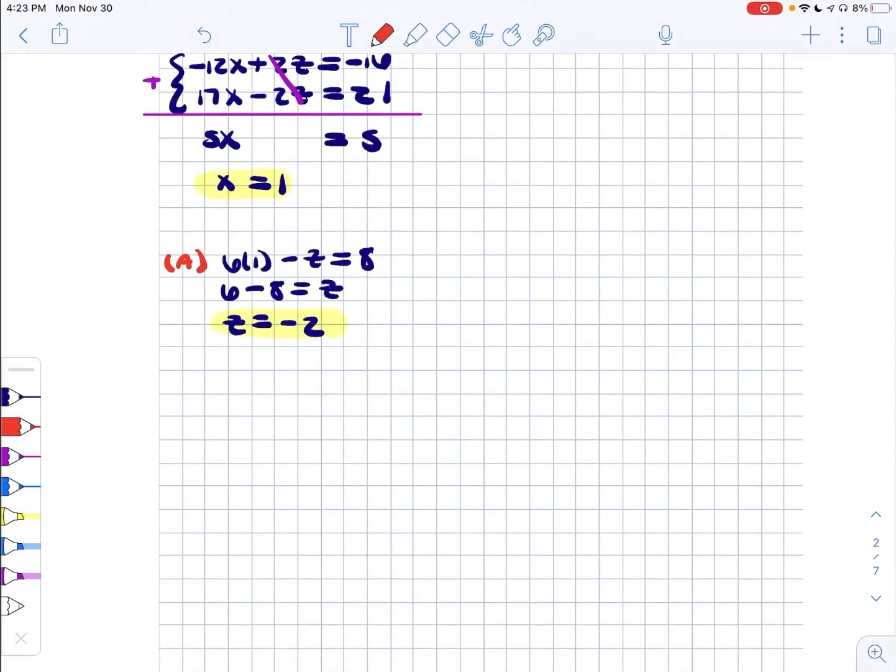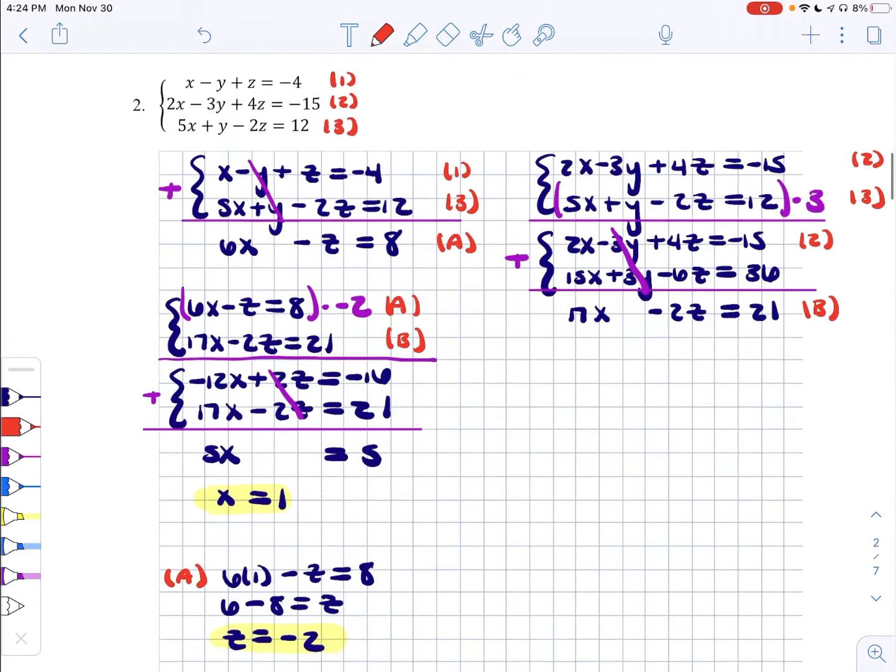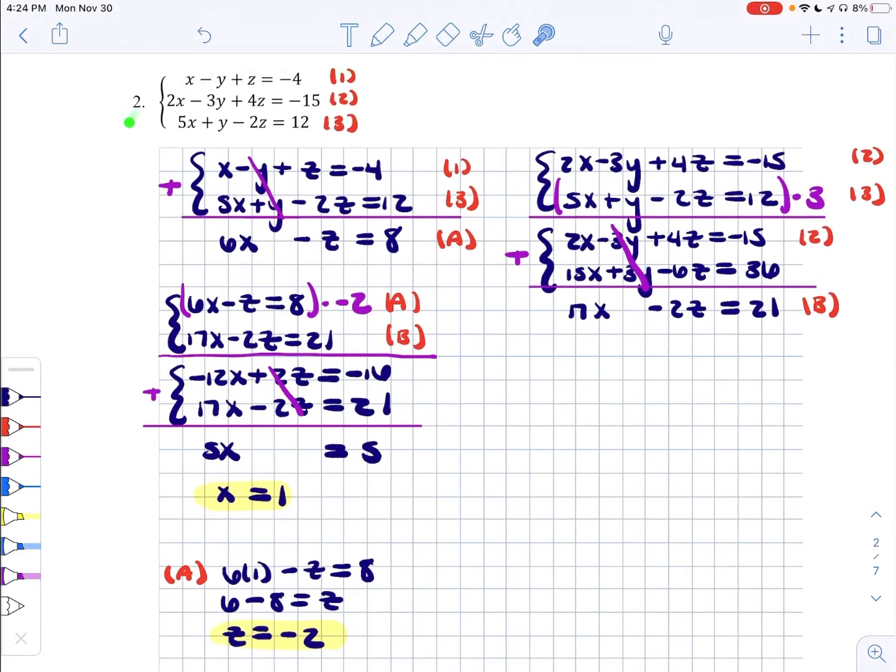All right, and then once you have two variables, go back to one of your original 3 equations, either 1, 2, or 3, plug in the x and the z, and solve for y. Again, you can pick any of the 3 equations. That's the beauty about systems, is you're finding a solution that works for all 3 equations, but pick the one that looks easiest. So equation 1 definitely looks the easiest, smallest numbers to work with.